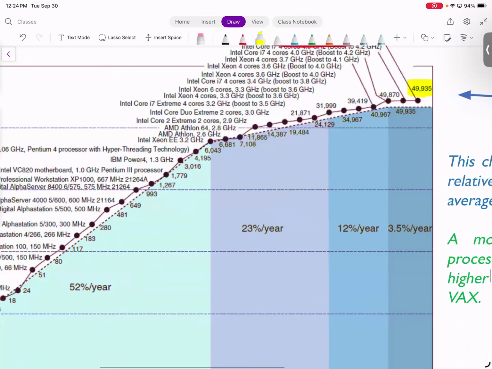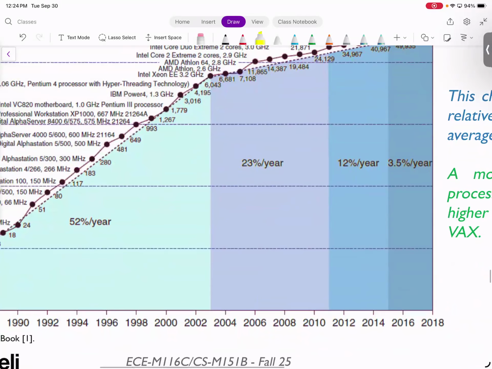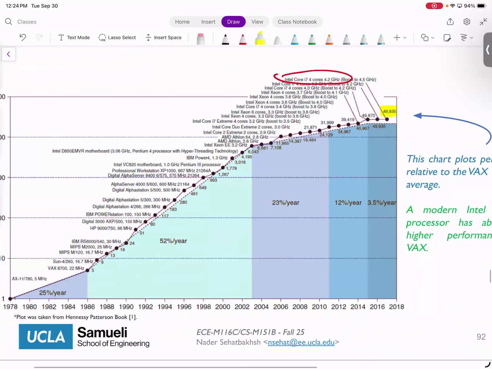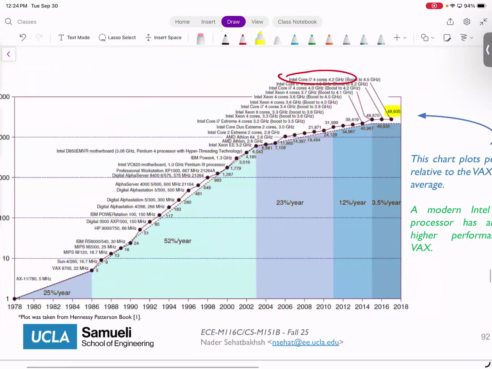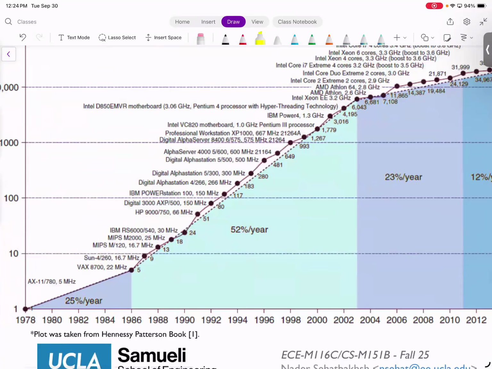Okay, so from 78 to 2018, which is not a very long time, we managed to make a system that is 50,000 times faster. And this story is continuous. Another interesting thing is that this growth has had a different pace. For about 10 years, we had around 25% per year improvement. Then from the late 80s to the early 2000s, we had about 50% improvement per year.